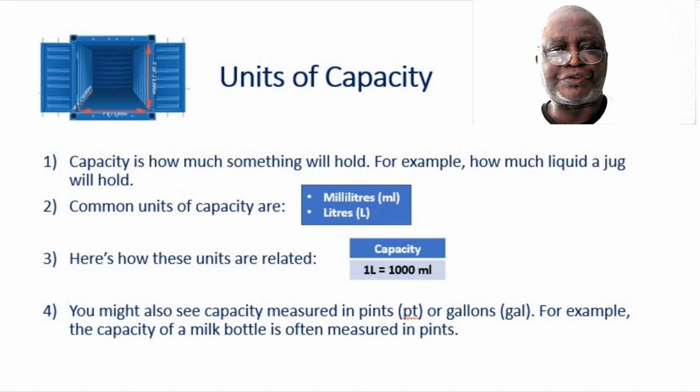Common units of capacity are milliliters or ml or liters. 1 liter is equivalent to 1,000 milliliters. You might also see the capacity measured in pints or PT or gallons, GAL. For example, the capacity of a milk bottle is often measured in pints.